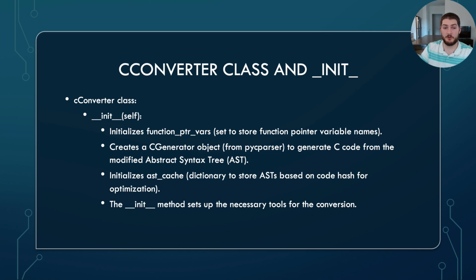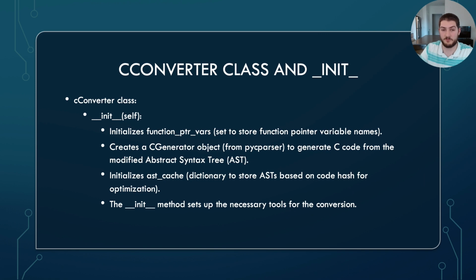The core functionality of our Python program is encapsulated within the C converter class. This class serves as the central orchestrator for the conversion process, managing the various stages involved in analyzing and transforming our C code. Let's begin by examining the constructor method init. Its primary purpose is to initialize the object's internal state, setting up the necessary data structures.